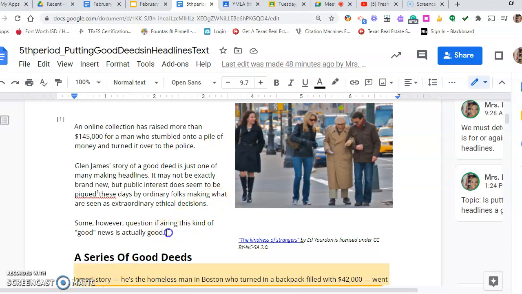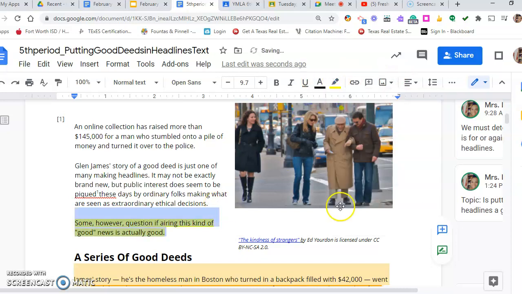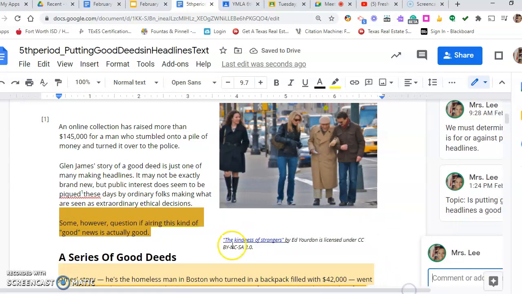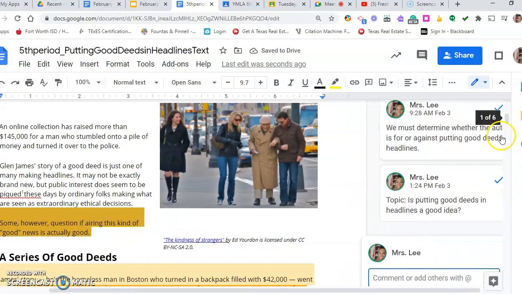I'm going to say that this is important because it helps us understand the author's claim. I'm going to highlight it in yellow. It's a supporting detail. And I'll add in a comment. It does help me further understand the author's claim.